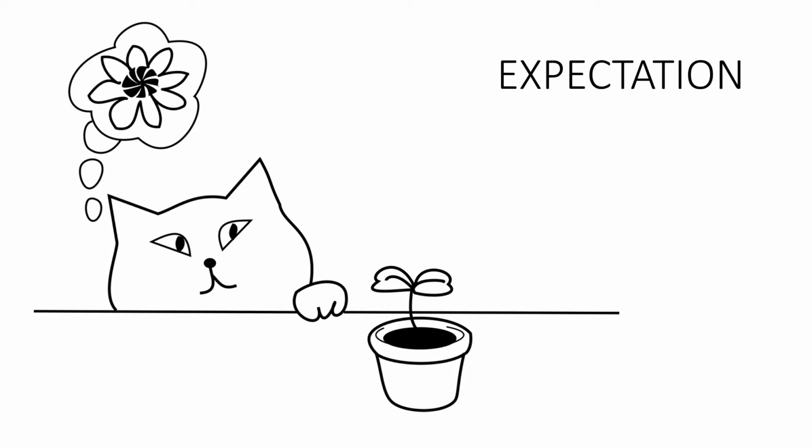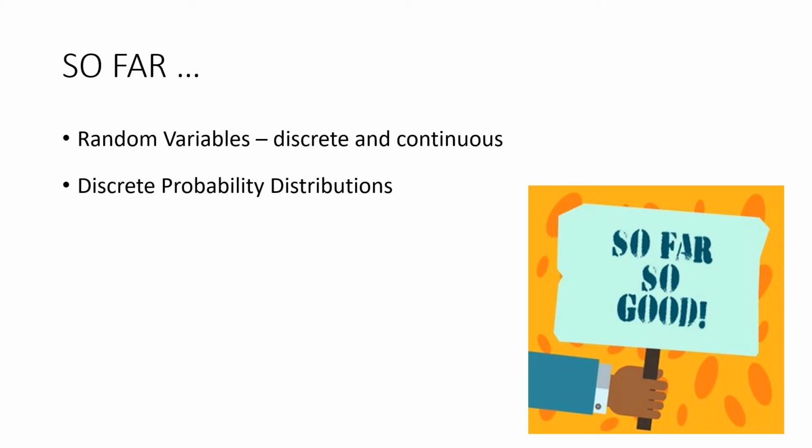Hi Year 11, this is our second video for the topic of discrete probability distributions. In this video we're going to look at expectation. So far we've looked at what random variables are, and we've looked at discrete and continuous random variables, and then we looked at discrete probability distributions.